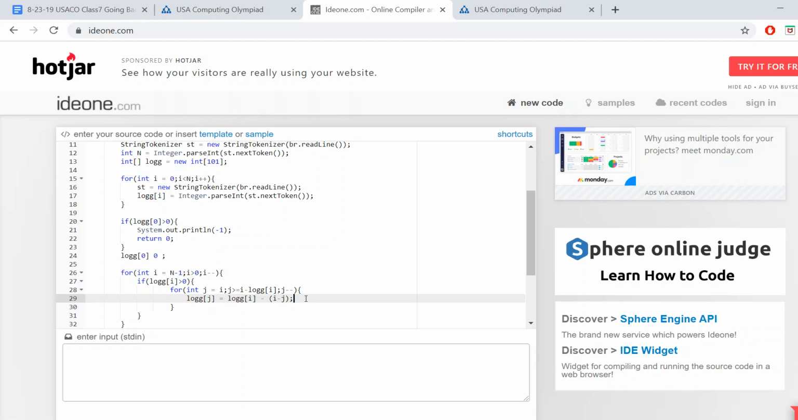So in this case, when j equals i, log of j equals log of i, which doesn't really do anything actually. But when j equals i minus 1, log of j equals log of i minus 1. When j equals i minus 2, log of j equals log of i minus 2. So that's how you set the values all the way until log of j is equal to 0. Does that make sense? So it basically just sets all the values.